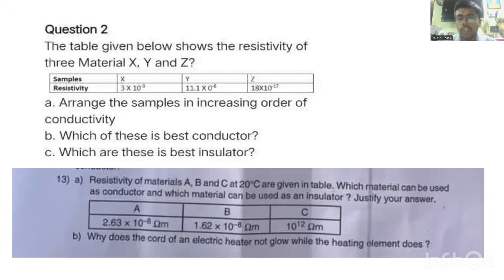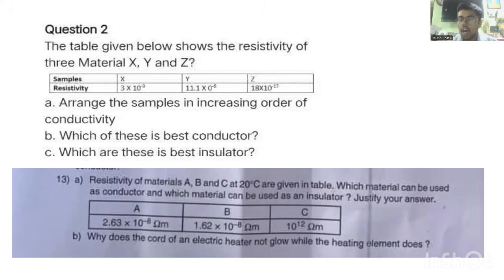So which can be used for conductor? For conductor, we need to look for very less resistivity. B has very less resistivity, very good conductor. Which is the insulator? The one with more resistance, more resistivity. It is 10 power 12. It has very high resistivity, very high opposition for electricity. Therefore, it is very bad for conductivity. It is good for insulator.